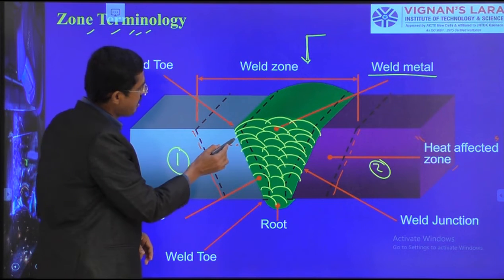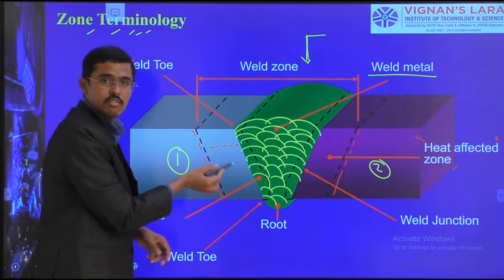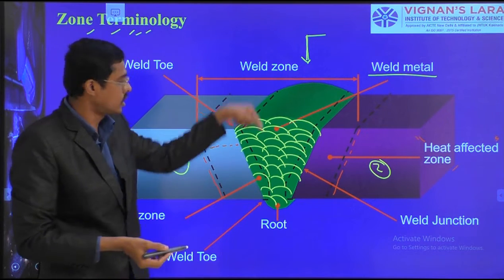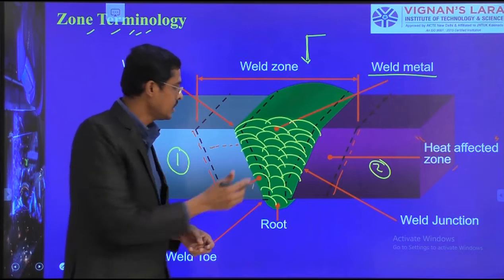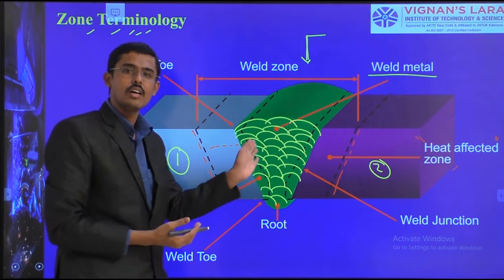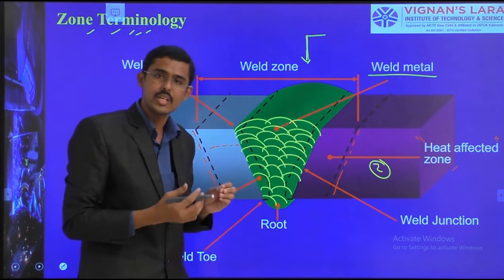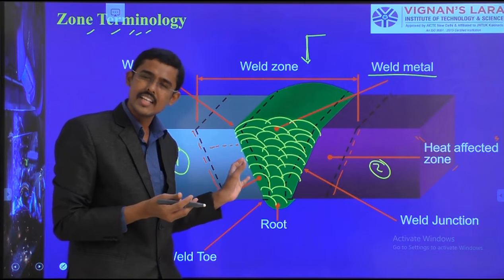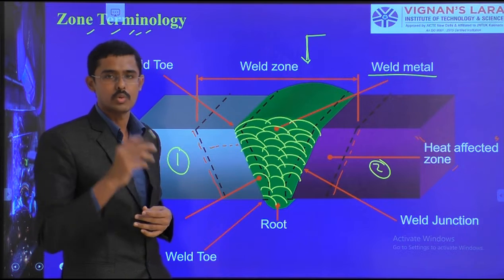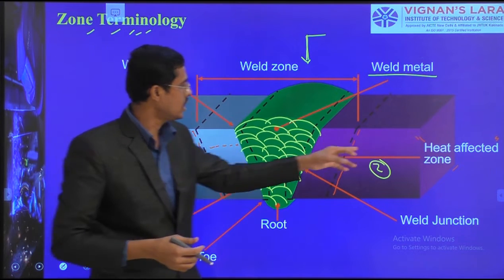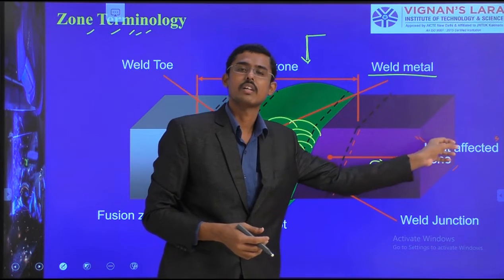Here, at the faying surfaces, the surfaces in contact with the parent material, it is melted and the welding has been done. But the nearby zone of the workpiece is not melted. The heat is absorbed, but below the melting point of the workpiece. Therefore, this zone is called the heat affected zone.